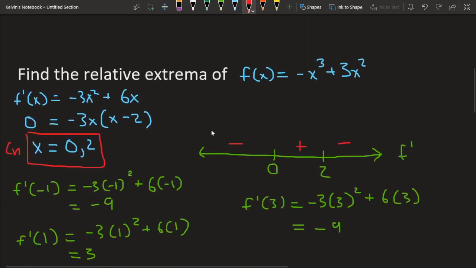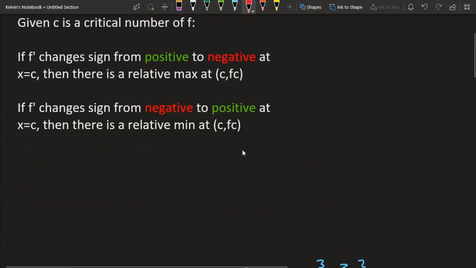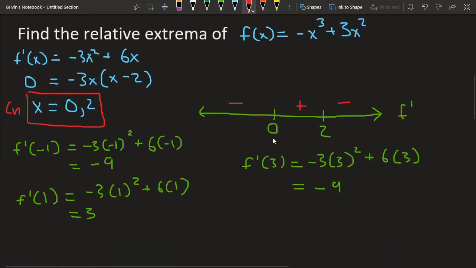So let's go back to our number line here. At point 0, the graph changes from negative to positive, which means that there would be a relative minimum at x equals 0. So let's write that in.